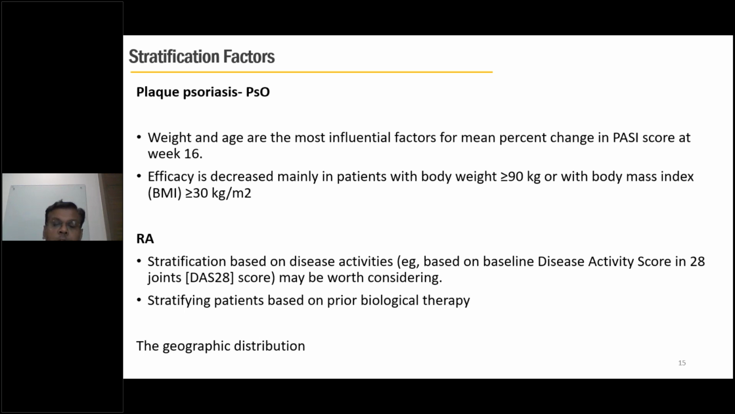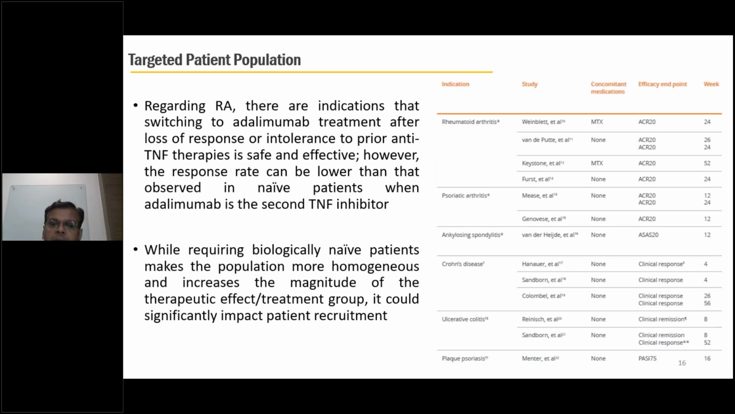Also important is the geographical distribution. So distribution of the patients across geographies is equally important.